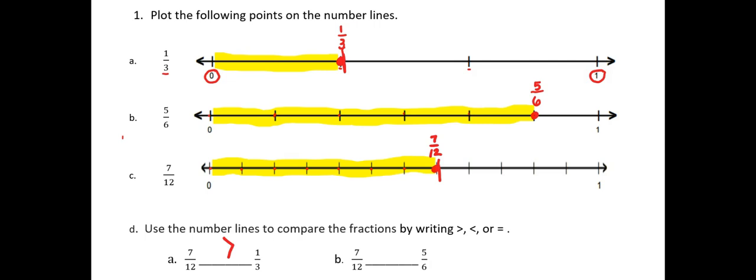Question B is having us compare 7/12 to 5/6. 5/6 is further along the number line or farther away from 0 than the 7/12. That tells us that 5/6 is the larger fraction. That means that 7/12 is less than 5/6.